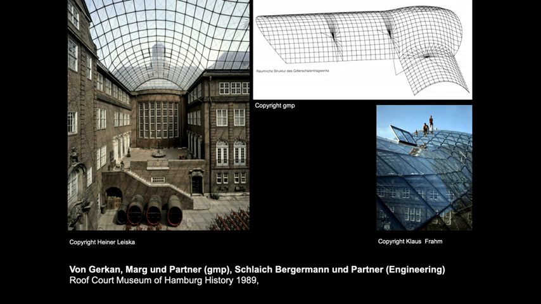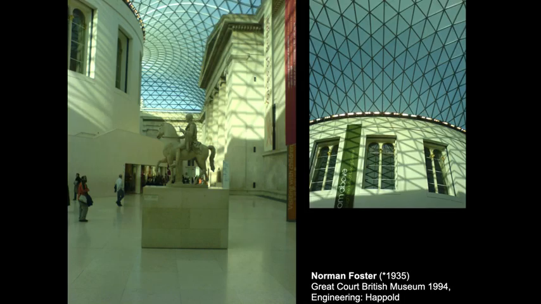It has a high space, so that you have a special circulation. You can open the roof so that the warm air can get out, but you have a special space in it. Well, this was built in the year 1989. Some years later, the famous architect Norman Foster made a similar construction for the British Museum in London in 1949.